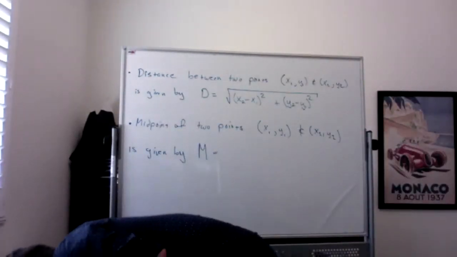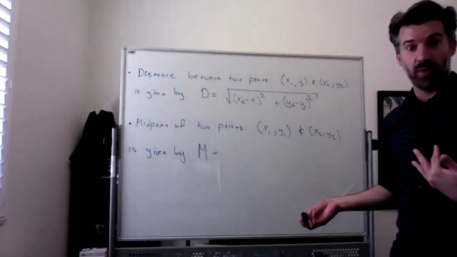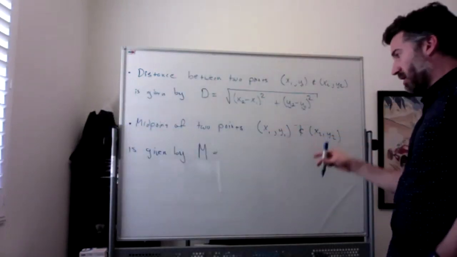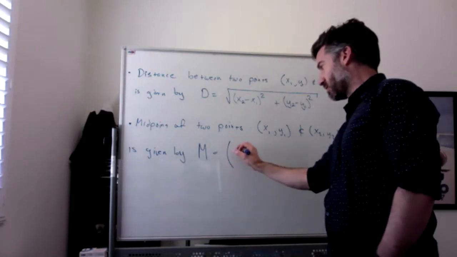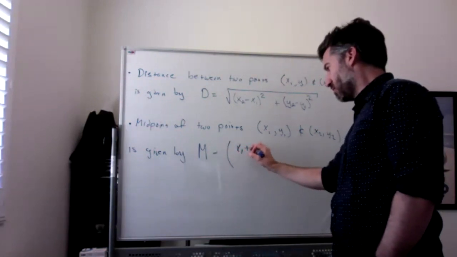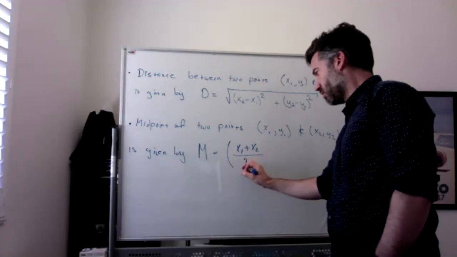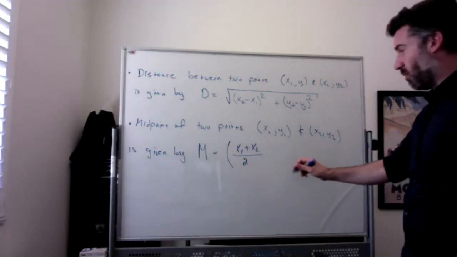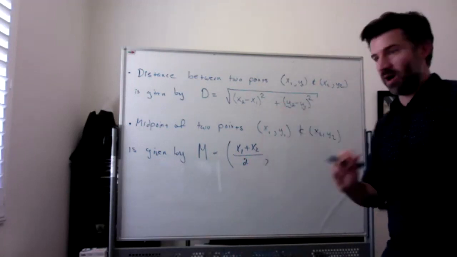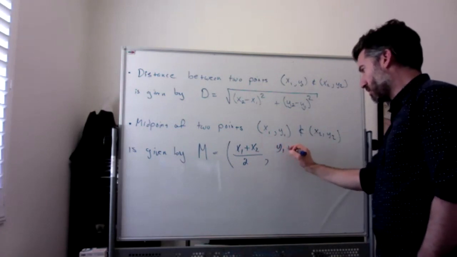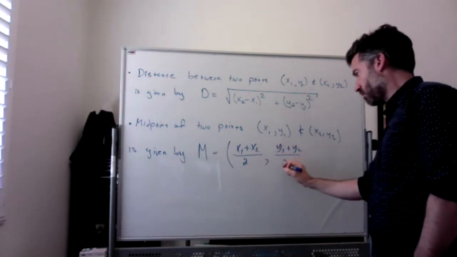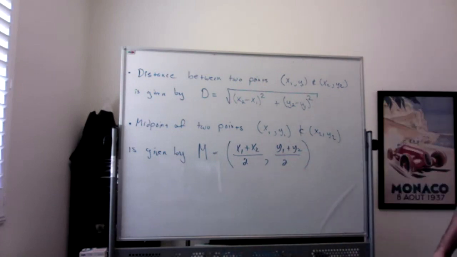And it literally is the average of those 2 points, meaning I'm going to take the average of the x's. So the x coordinate is going to be the average of the x's, which is x1 plus x2 divided by 2. And for the y coordinate, it's going to be the average of the y's, which is y1 plus y2 divided by 2. That's how you find the midpoint of any 2 points. You just average them. And so now we're going to use these two things to do the following.